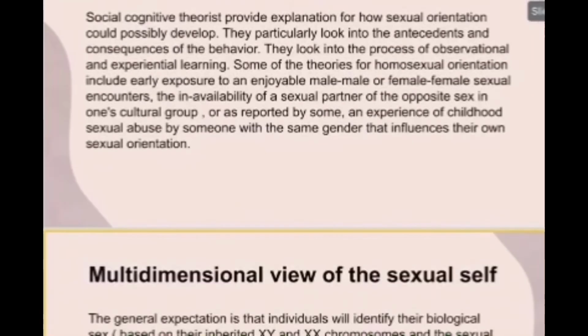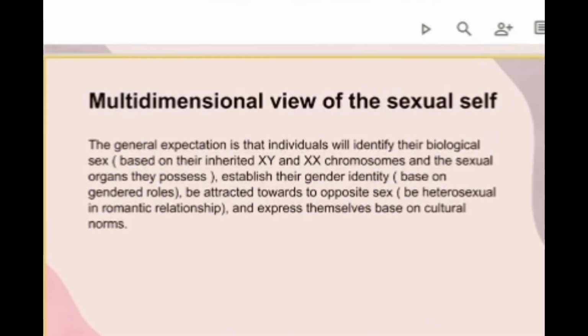And now we have the multidimensional view of the sexual self. First, the general expectation is that individuals will identify their biological sex based on their inherited XY and XX chromosomes and the sexual gender roles. So specifically, individuals are supposed to have two genders. These are the XY and XX chromosomes, or male and female. Next is to establish their gender identity based on their gender roles, or enhancing someone's sexuality based on their gender roles. So either homosexual or heterosexual must establish their gender identity.